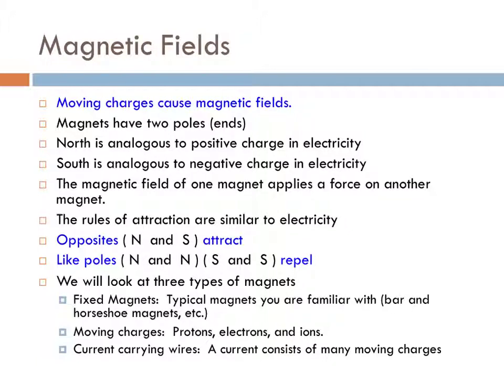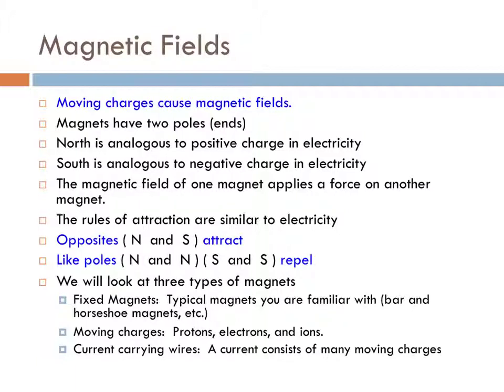The magnetic field of one magnet applies a force on another magnet. We'll see that in a little bit. The rules of attraction are similar to electricity, that opposites attract, meaning north and south will attract each other, and like poles, like north and north or south and south, will repel.